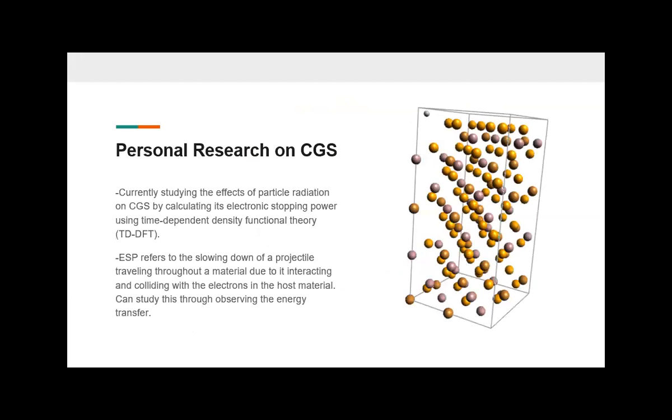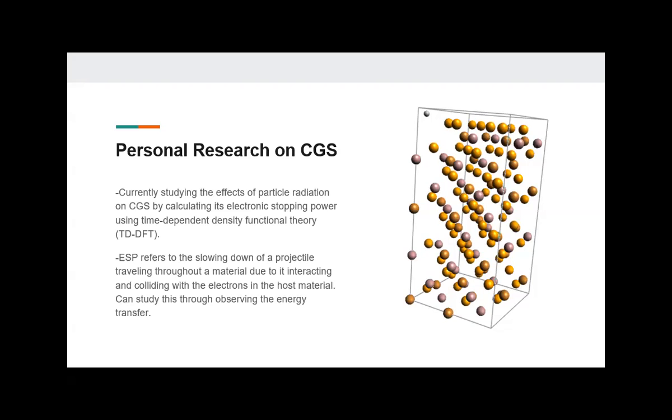And then, so here's a little bit of my personal research. I just want to talk about this a little bit. Basically, what I've been doing is studying the effects of particle radiation on pure copper gallium selenide. And we've been doing this by a technique known as time-dependent density functional theory. And we've been trying to calculate the electronic stopping power of this material. And that refers to the slowing down of a projectile ion traveling through the material due to a bunch of the collisions and interactions with all the electrons in the material.